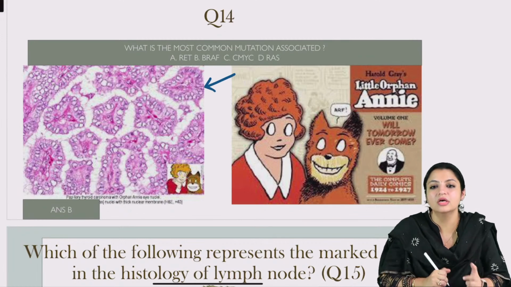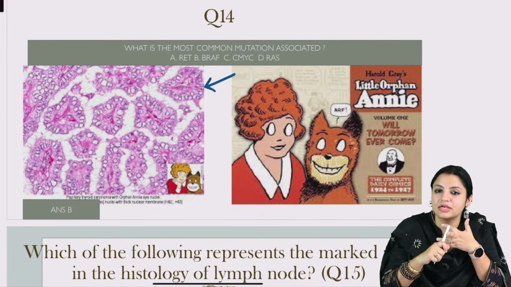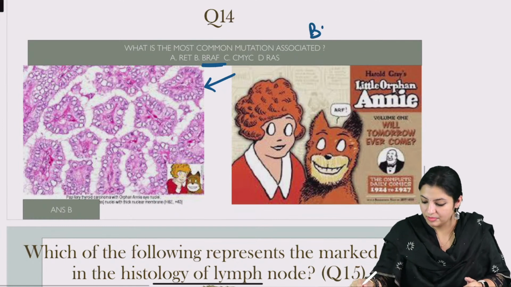So if you make a chart, BRAF mutations are very common in papillary thyroid carcinoma, RAS in follicular, and RET in medullary. That's the gist about thyroid cancers, which all of you should remember, okay guys, right.